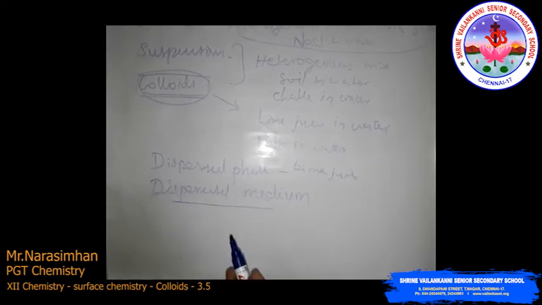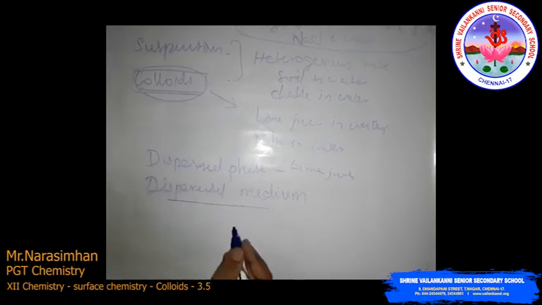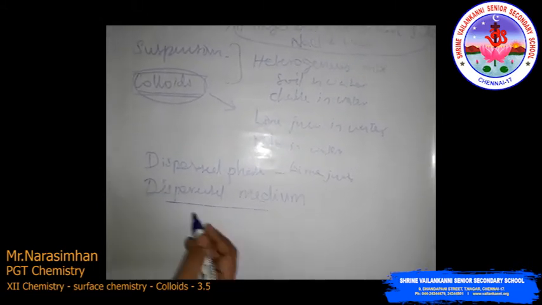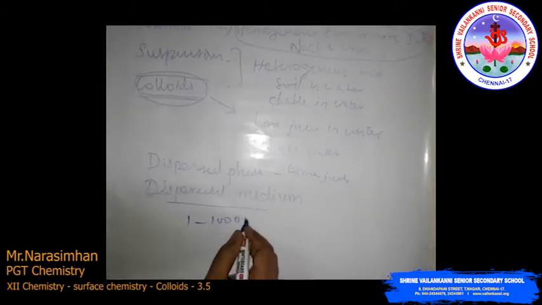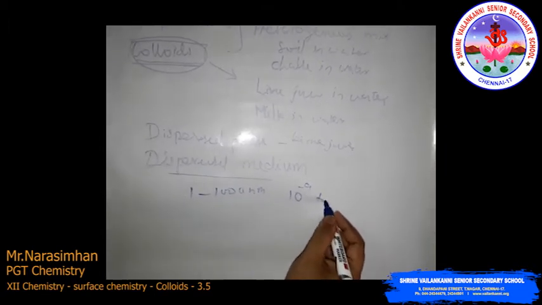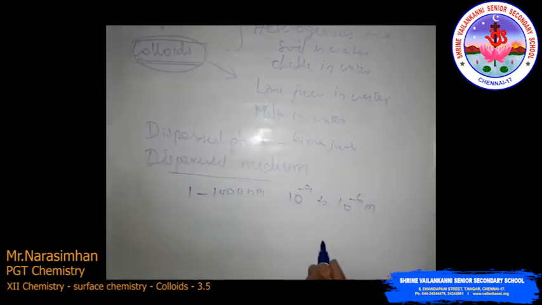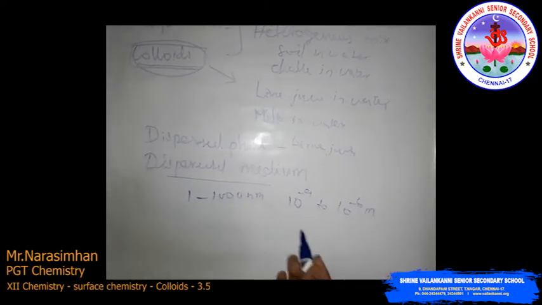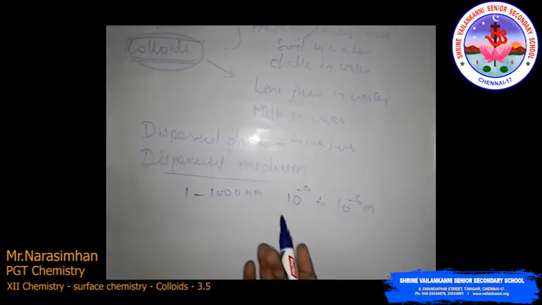For example, see, the size of the particles lies in the range of 1 to 1000 nanometer, that is 10 power minus 9 to 10 power minus 6 meter. Okay, this is the particle size of a colloid, as compared with a suspension.